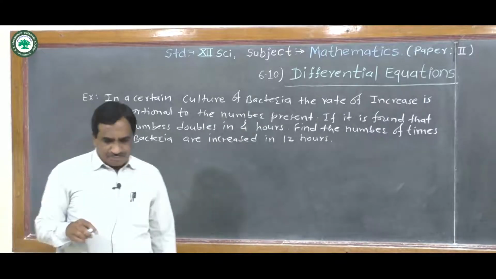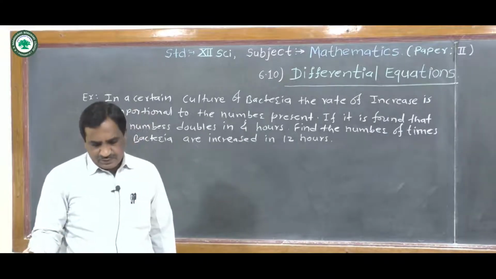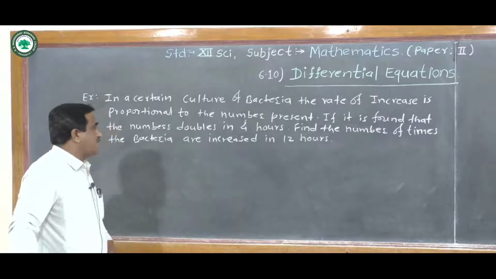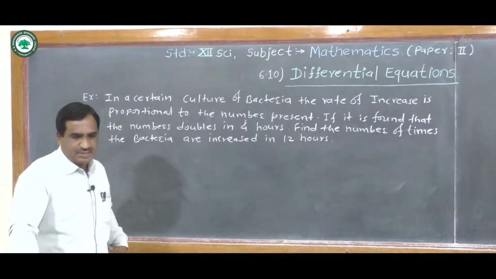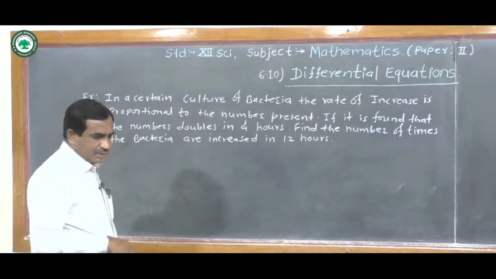Now this is the example. We have to find the number of bacteria in 12 hours by using the given conditions. Now we see the answer for this example.